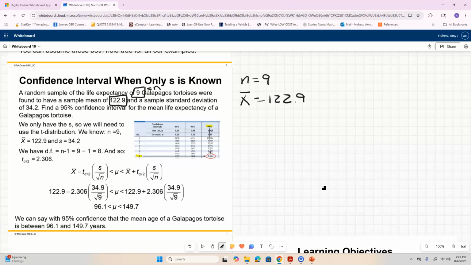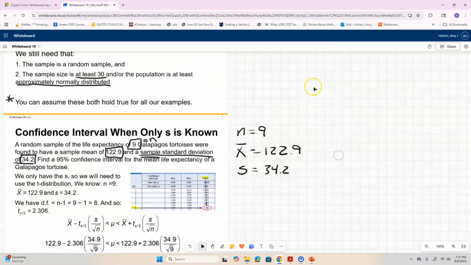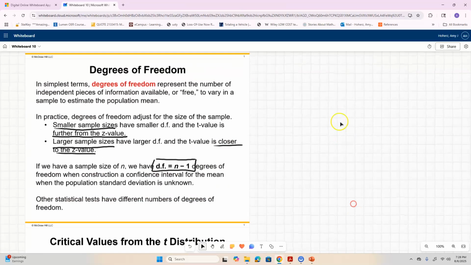And then it says a sample standard deviation of 34.2. Now that's not a sigma. A sigma would be a population standard deviation. Because it says sample standard deviation, that's the phrase you're looking for, that's an s. So our s is 34.2. Now we want to find a 95% confidence interval for the mean life expectancy of a Galapagos turtle or tortoise. So let's go back to our flowchart.